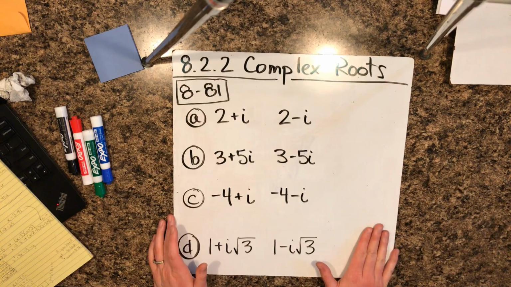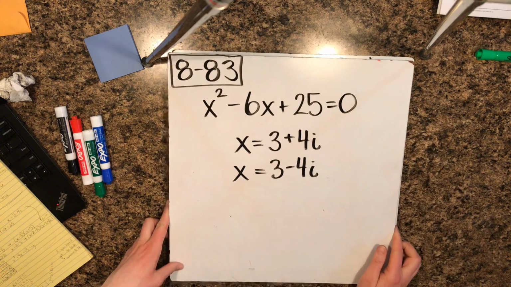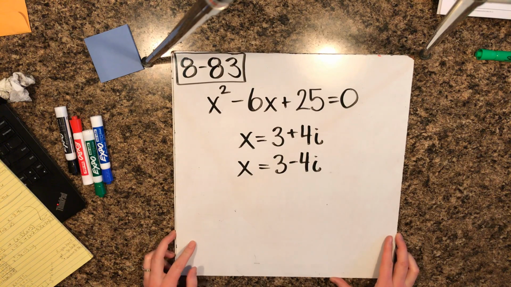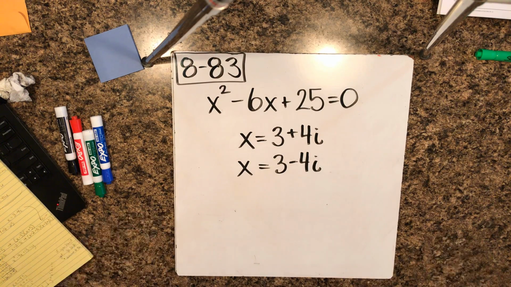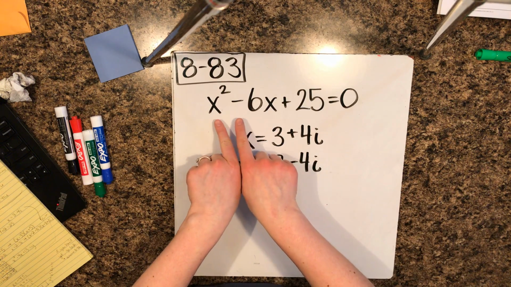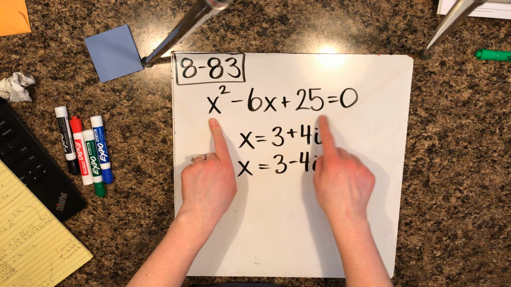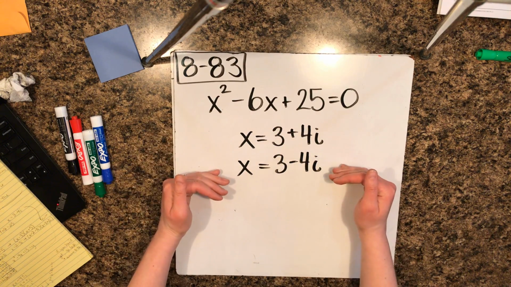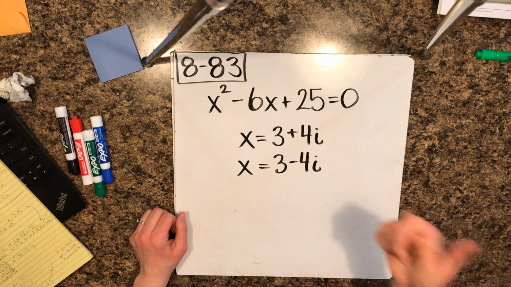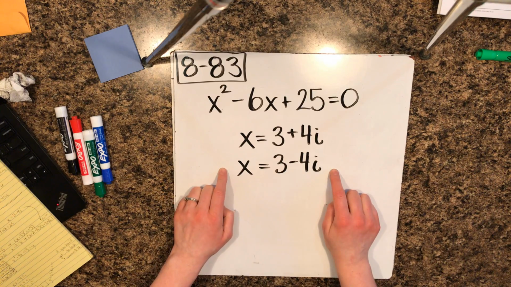And if it didn't make sense, or you want to check your work, we're going to start with 8-83. What they were talking about in 8-83 is, well, let's actually work backwards. We know that if we have this equation, x squared minus 6x plus 25 equals 0, we can solve that. We can use the quadratic formula. We can use completing the square. When we solve it, we get these two solutions.